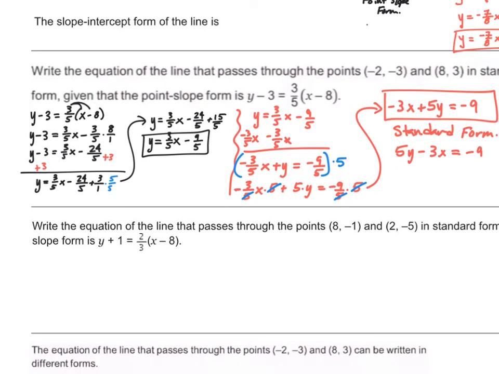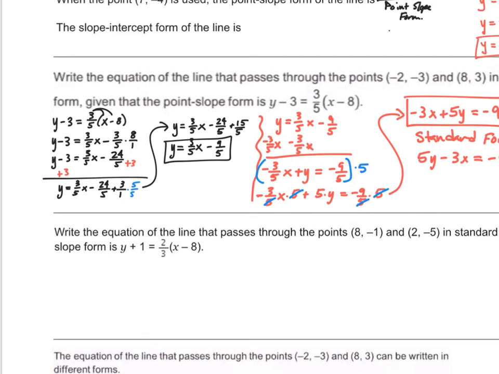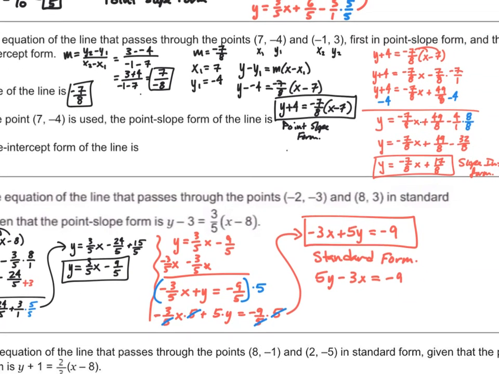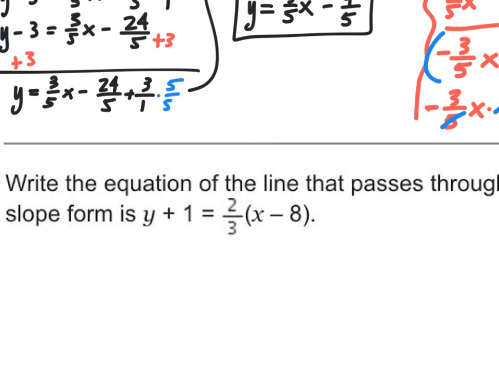It says write the equation of the line that passes through the points (8, negative 1) and (2, negative 5) in standard form, given that the point-slope form is this. And that wasn't the one from the other. So here's our point-slope form here.